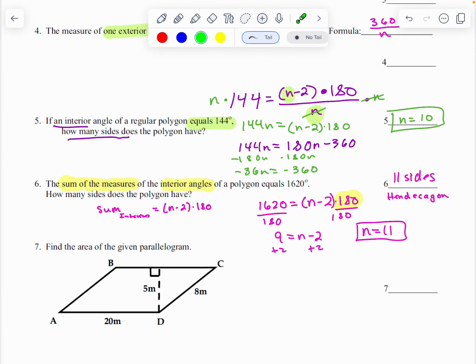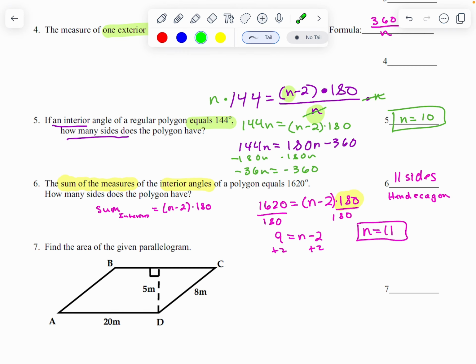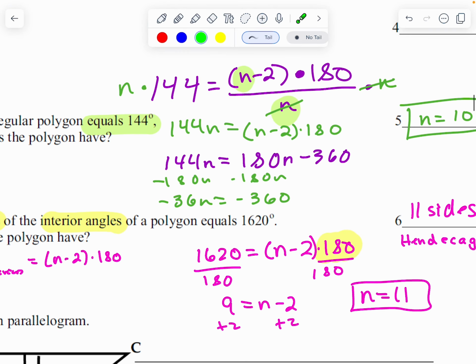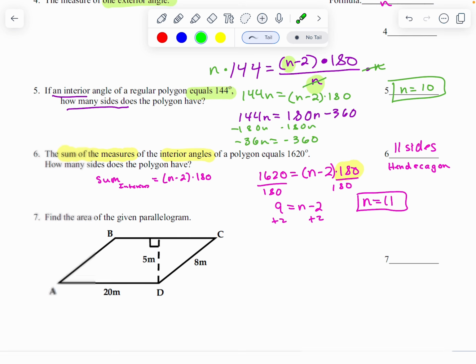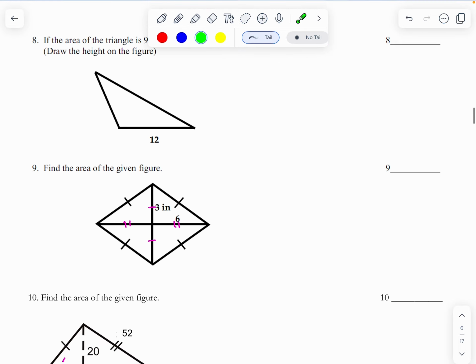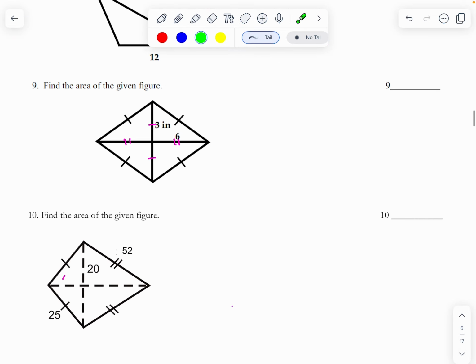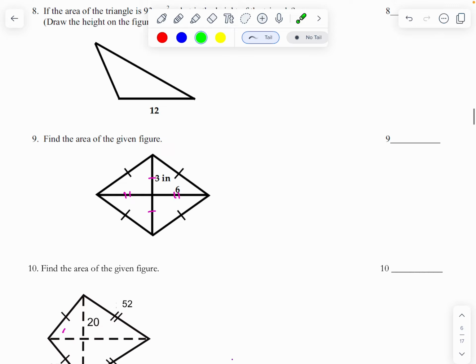All right, so this was a little bit more simple than number 5. But notice that you end up having almost this exact same thing. You can always divide again by 180 here, or you can do that distribution that we did, and you'll get the exact same answer. Okay, with that, I did want to go over maybe 8, 9, 10, but we'll see.